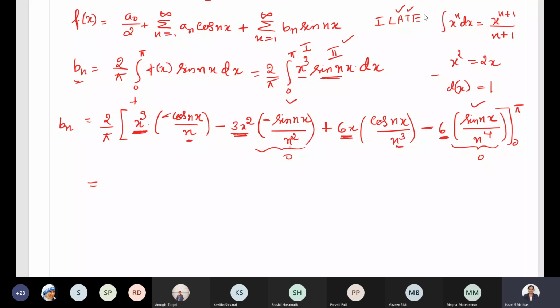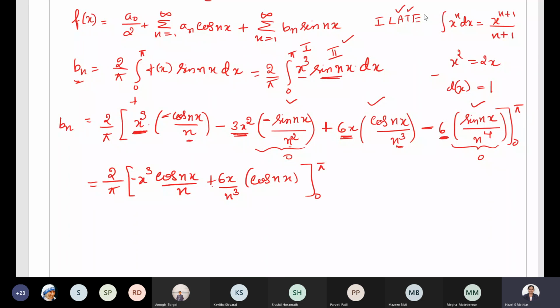And what else is remaining? Let us write down that. We have 2 by pi x cube into minus sign is there, so minus cos nx divided by n. Then we have the third term, so it is 6x by n cube into cos nx.